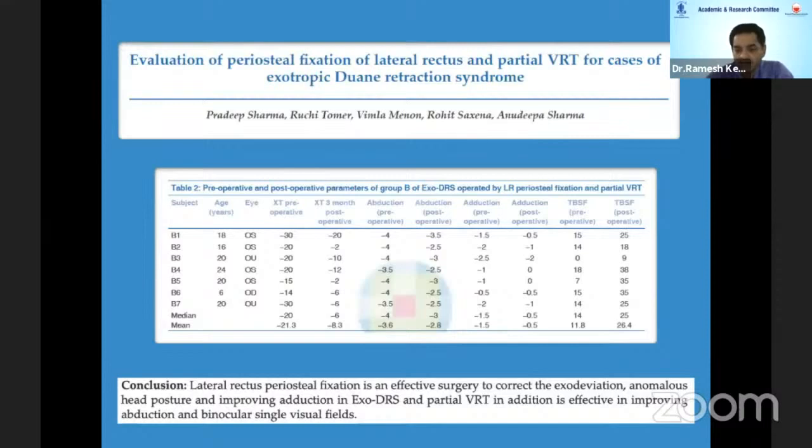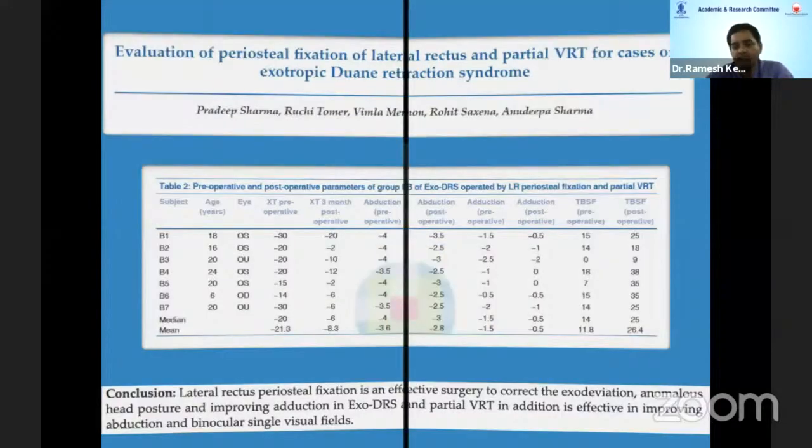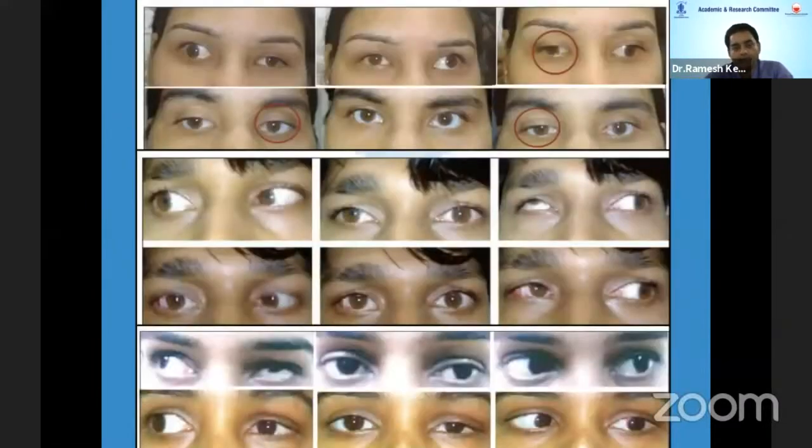Dr. Sharma has a typical indication of exodeviation, anomalous posture, and improving adduction in exotropic Duane, where periosteal fixation along with partial VRT has been tried. These are some of the patients' pictures from his publication. You can see a dramatic improvement in the primary position as well as significant improvement in the overshoot.